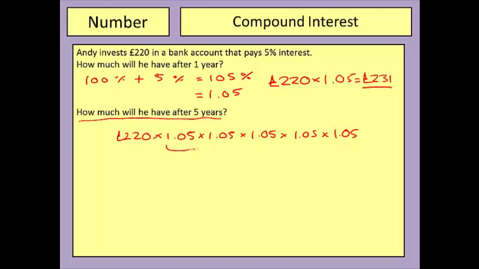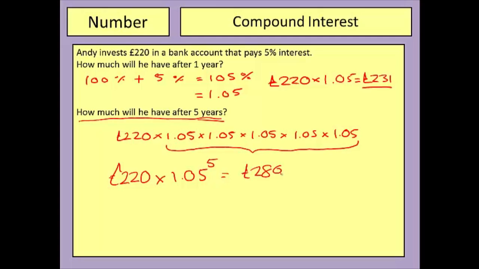Now some of you should recognize that what we've got here is a bit of a pattern. If I'm multiplying by the same number 5 times, then I can simplify this to just his original amount, £220, times 1.05, the decimal multiplier, to the power of 5, because it's invested for 5 years. When I do this calculation, it will give me the amount in Andy's bank account at the end of the 5 years, which is actually £280.78. And because this is money, I always leave it to 2 decimal places.